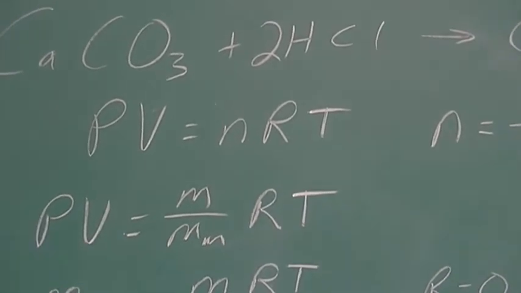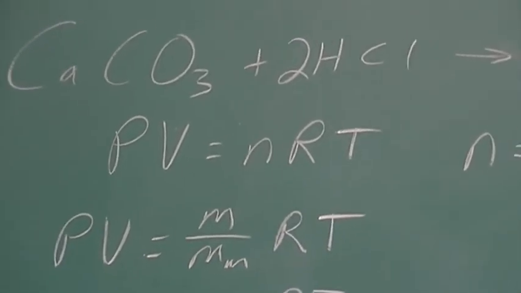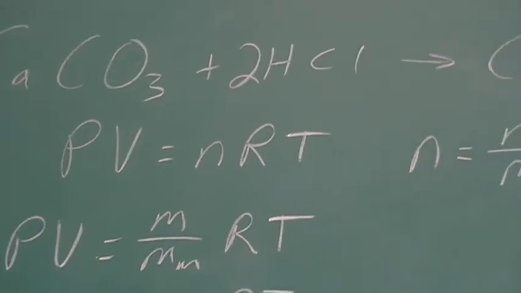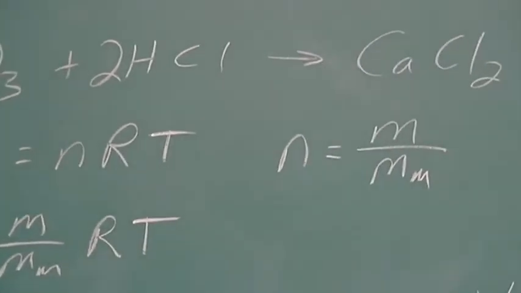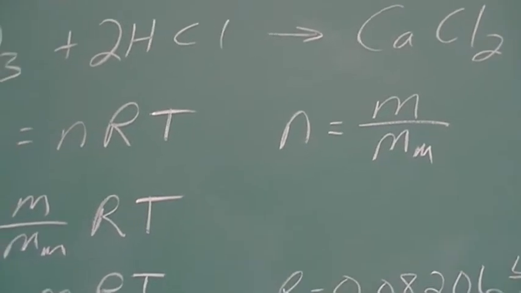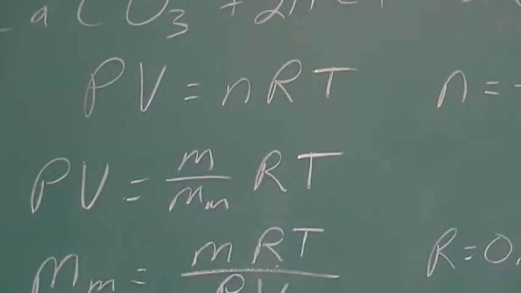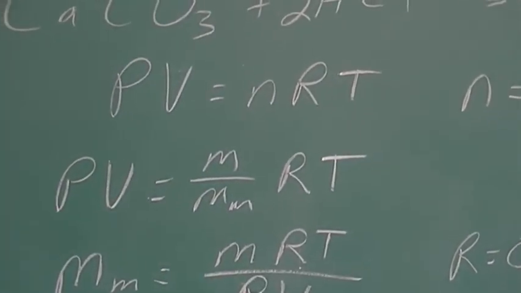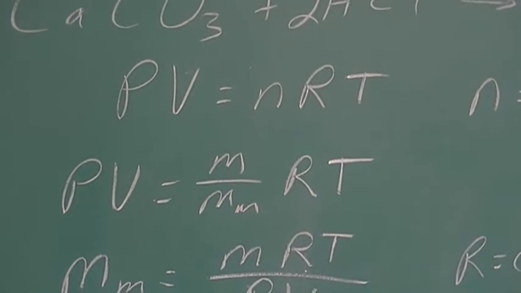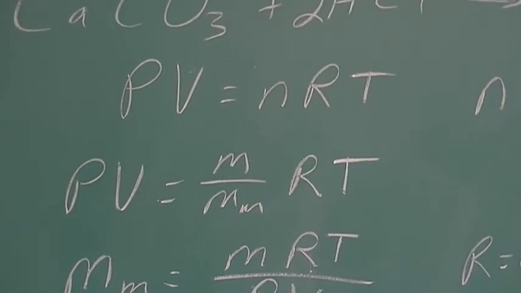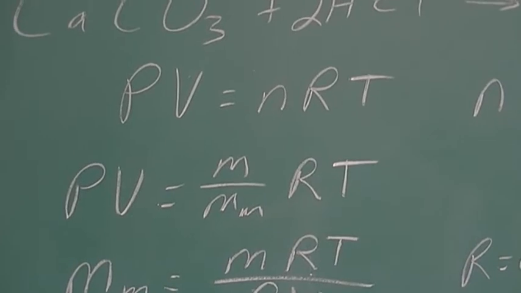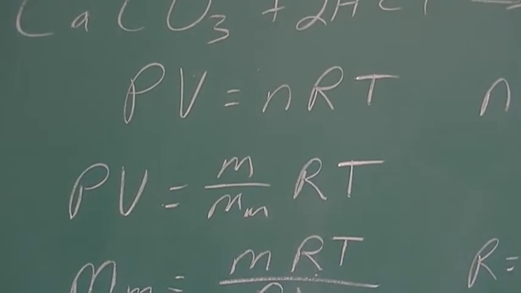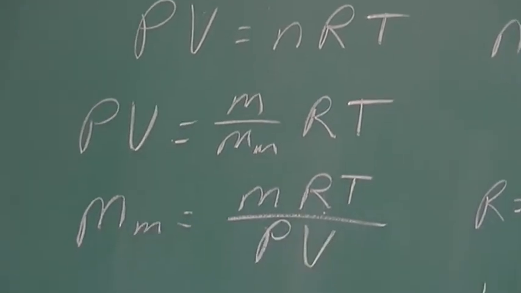We're going to use the gas laws. PV is equal to nRT, the ideal gas law. We're going to do a substitution. To find moles, you take the mass and divide by the molar mass. So when we substitute mass over molar mass in for n in PV equals nRT, we get this equation. And then we solve for molar mass by multiplying both sides by molar mass and dividing both sides by PV.